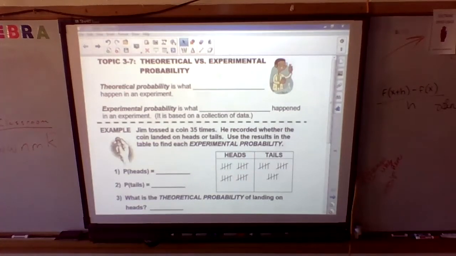Today we're doing topic 3-7, which is theoretical versus experimental probability. If you recall, yesterday we did just probability in general, where we found a probability. Today we're going to expand that a little bit and learn what theoretical and experimental probability are. Those of you who had 7th grade math here in Breckenridge, I know for sure you did theoretical and experimental probability in 7th grade with either myself or the wonderful Mrs. Mayo.